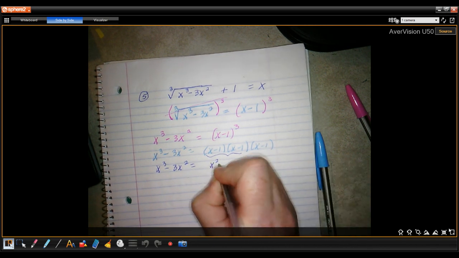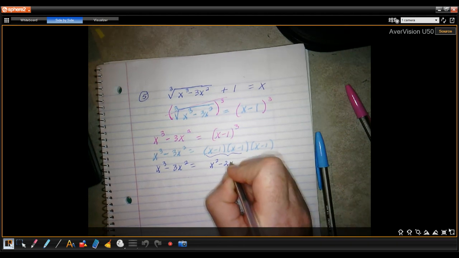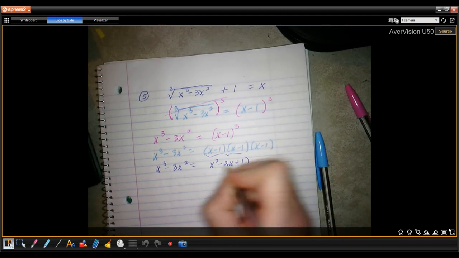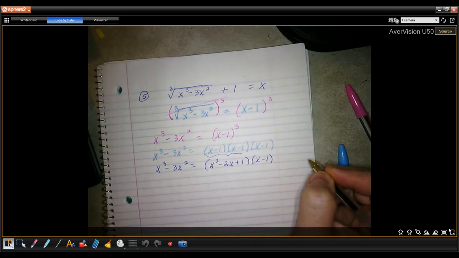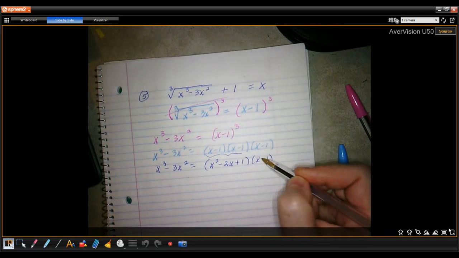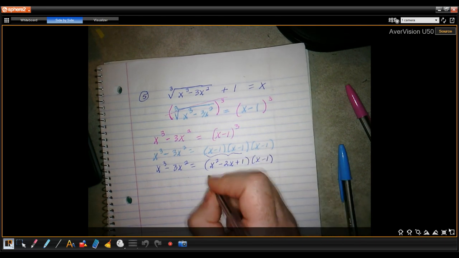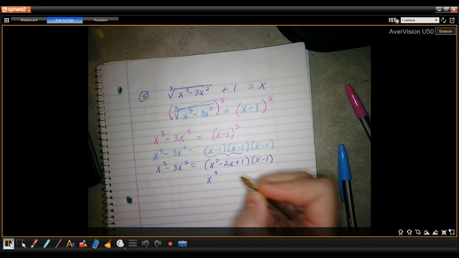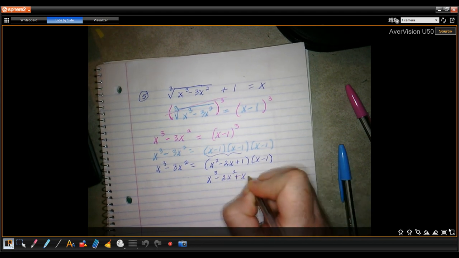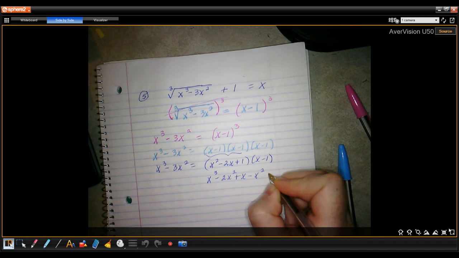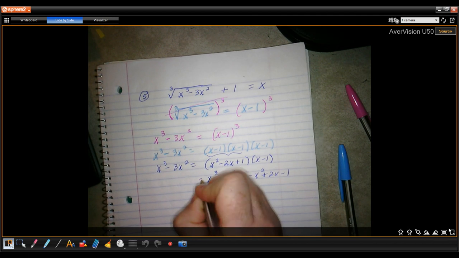X squared minus 2x plus 1 times x minus 1. So I did these two. Now I'm going to do these two. So if you distribute the x, you'll get x cubed minus 2x squared plus x minus x squared plus 2x minus 1.